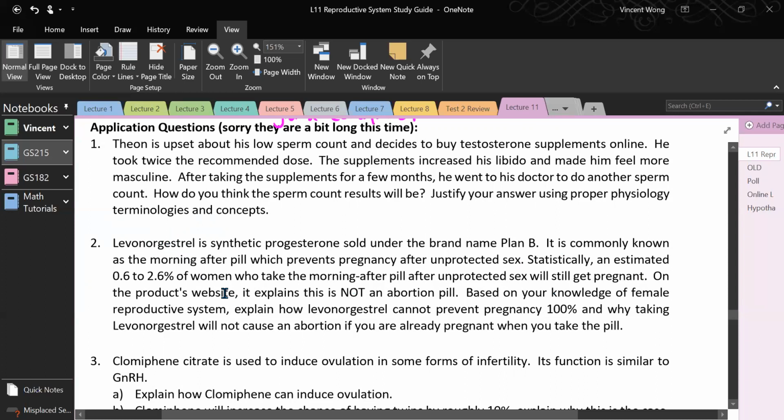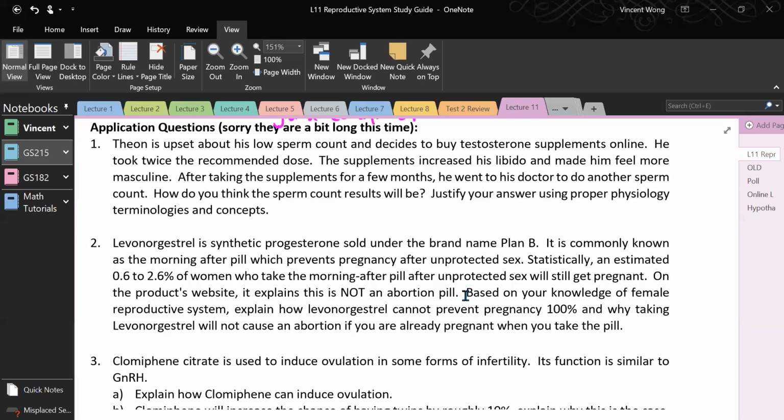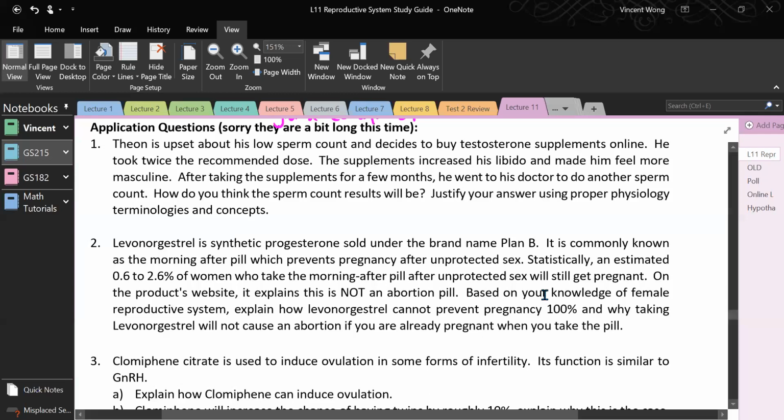I created this question, right? So I looked up this thing, and on the site, it says, as a disclaimer, it is not an abortion pill. Meaning if you are already pregnant and you take this, it will not cause you to become unpregnant. So based on your knowledge of the female reproductive system, explain how the drug cannot prevent pregnancy 100% and why taking the drug will not cause an abortion if you are already pregnant when you take the pill.